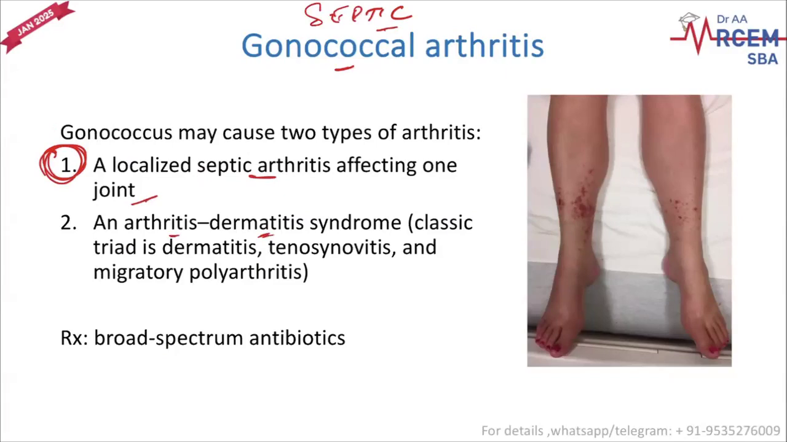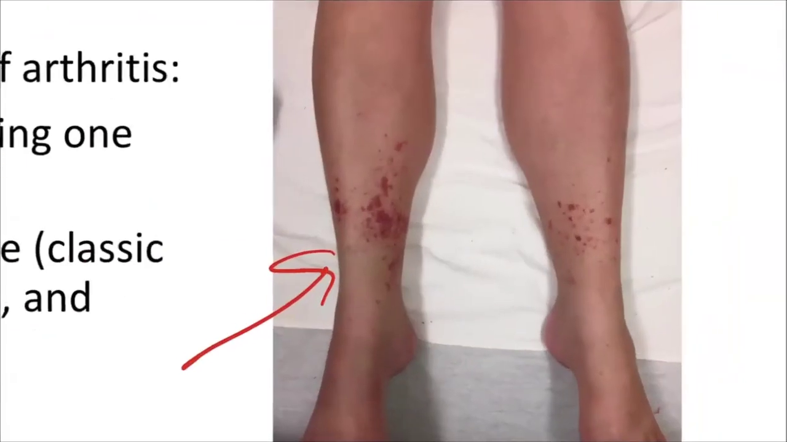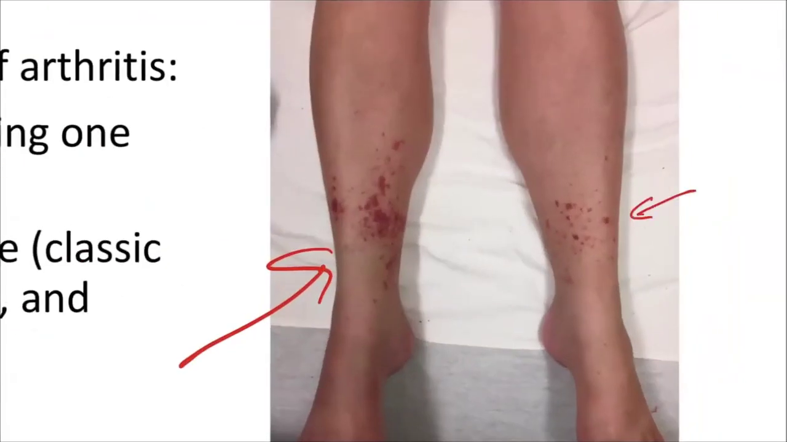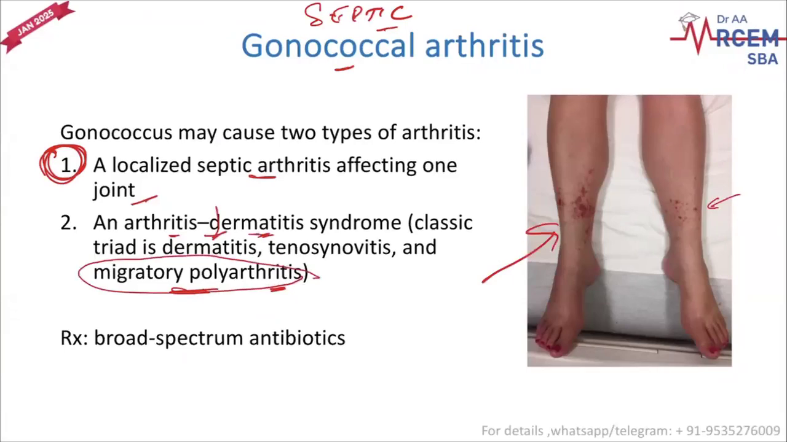So there is an arthritis. The arthritis is a migrating polyarthritis. One time it is a knee joint, next time it is an ankle, next time it is a shoulder joint. So it is migrating and it is involving multiple joints. It is causing inflammation. That's why we call it a migrating polyarthritis. Along with it, there is a rash which appears in this manner, what you are seeing here. That's why it is known as dermatitis also. And it also involves the tendons, the sheath covering the tendons. That's why it is known as tenosynovitis. So dermatitis, tenosynovitis, and migrating polyarthritis can be present. This is the second presentation.